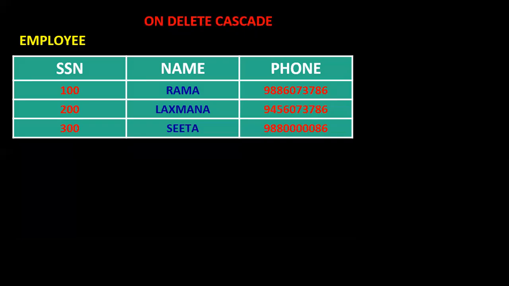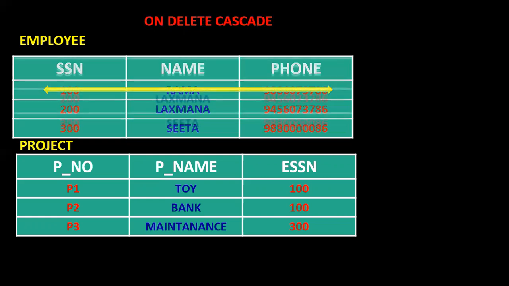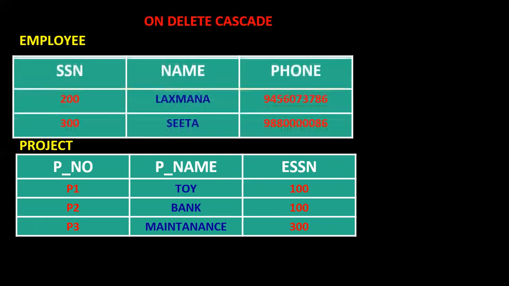If I take on delete cascade in the same way here, if 100 is removed and only two employees are there, then instead of just setting this to null, if no one is available to work on those projects, we can better keep those projects pending. We cannot show in our project list that those projects are working.